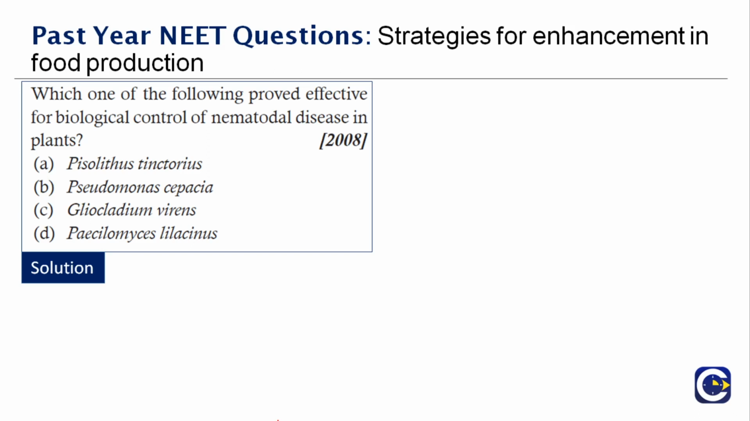Nematodes are thread-like roundworms that live in a wide range of environments, including soil and fresh or salt water. There are species of nematodes that feed on fungi, bacteria, protozoans, and other nematodes or plants. They can also parasitize insects, animals, and humans. So which one is proved to be effective for the biological control of this nematodal disease?